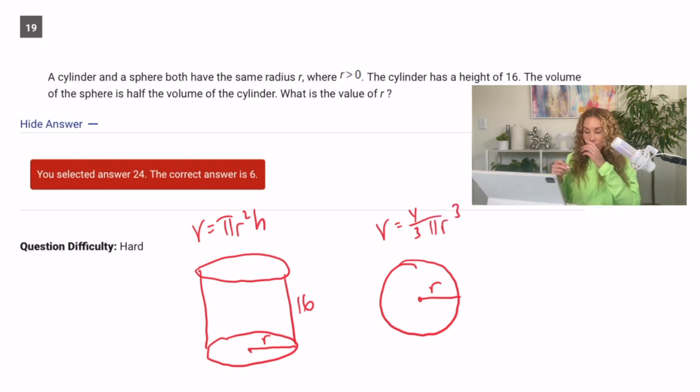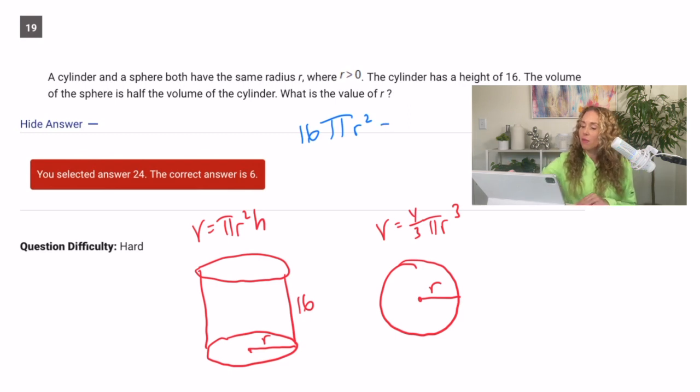So now what I'm going to do is set up an equation. Let me do this in a different color. I have my cylinder, pi r squared times 16, where 16 is the height. I'm actually going to put the 16 in the front just because it looks better that way. Remember, multiplication is commutative. It doesn't matter if I put the 16 on the end or the front. We're multiplying all those numbers together.